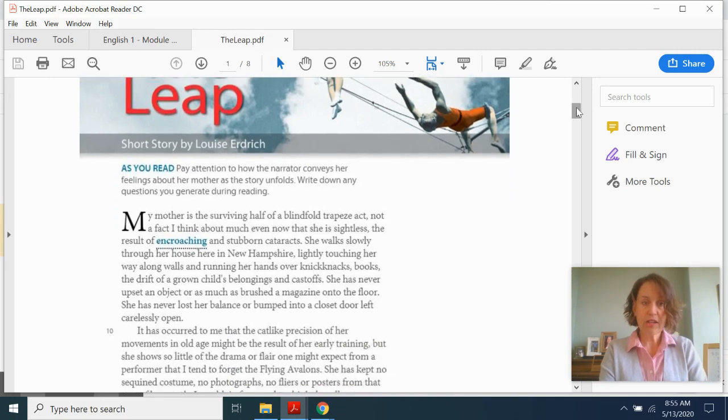The first thing she does for us is she says, "My mother is the surviving half of a blindfold trapeze act. Not a fact, I think, about much even now that she is sightless. The result of encroaching and stubborn cataract." So right away we know this little piece of her mom, this crazy story, like not many people would look at someone and go, "Oh, I bet that blind person was a trapeze artist." So we already have this, hopefully this hook that's pulling us in.